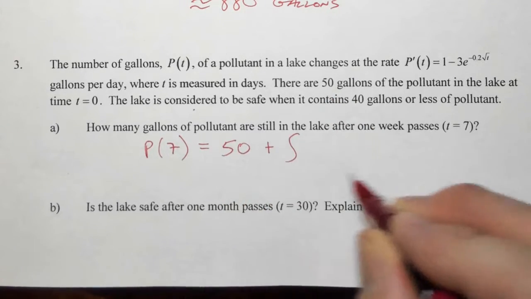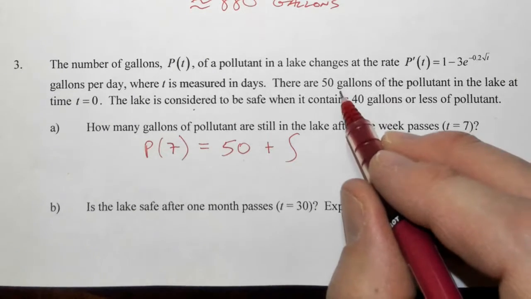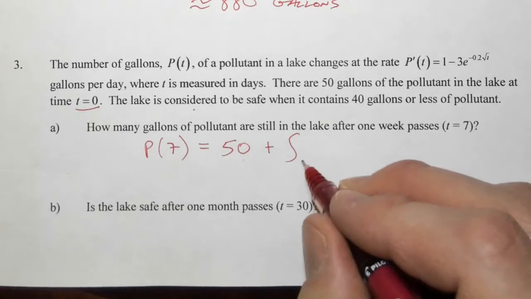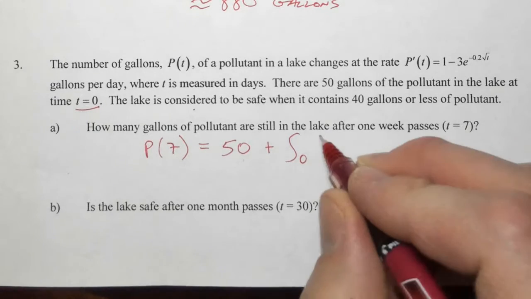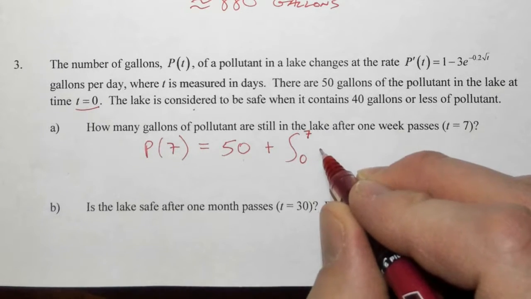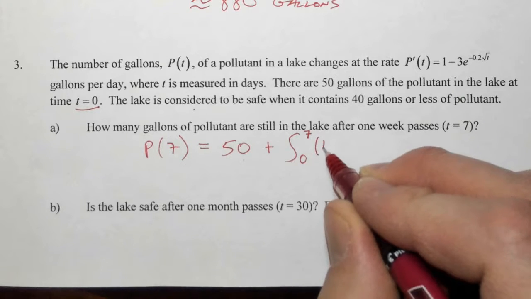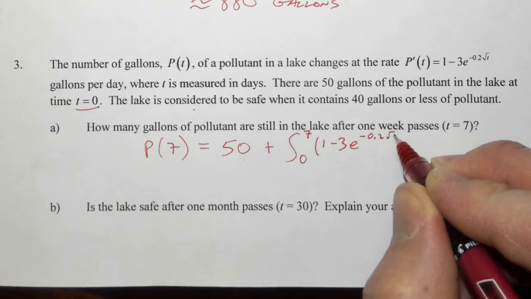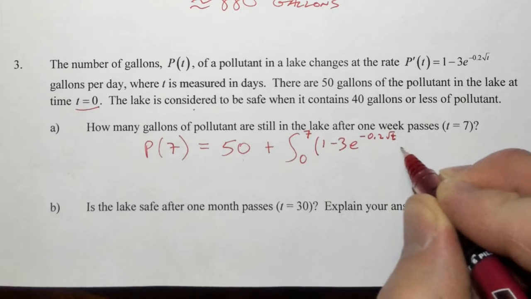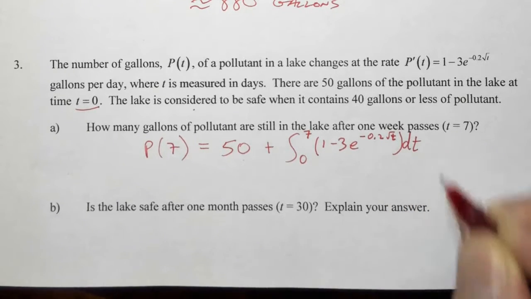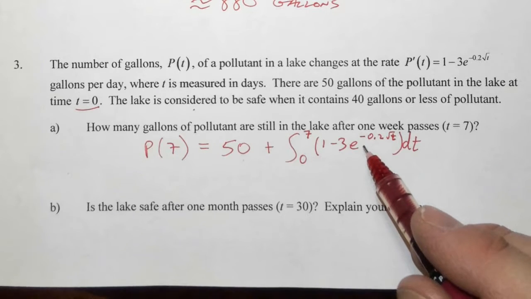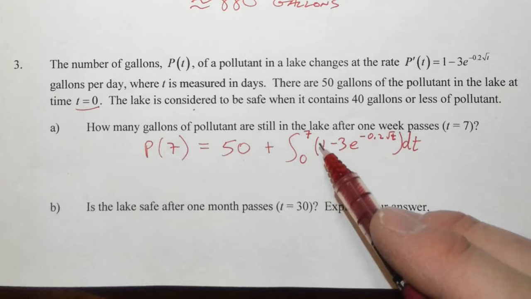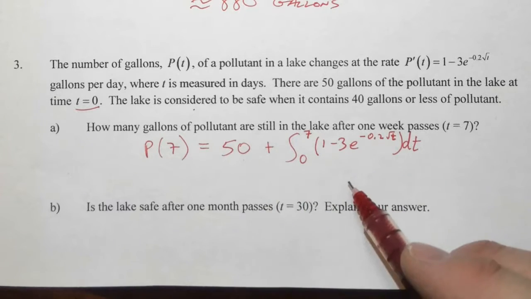plus the integral from when there are 50 gallons of pollutant in the lake, which is at t equals 0, to the time that we're interested in, which is 7, of our derivative there. So 1 minus 3e to the negative 0.2 square root of t dt. We're going to find this integral, and because the pollutant is diluting, it's actually going to end up being subtracted from the 50, as we'll see.